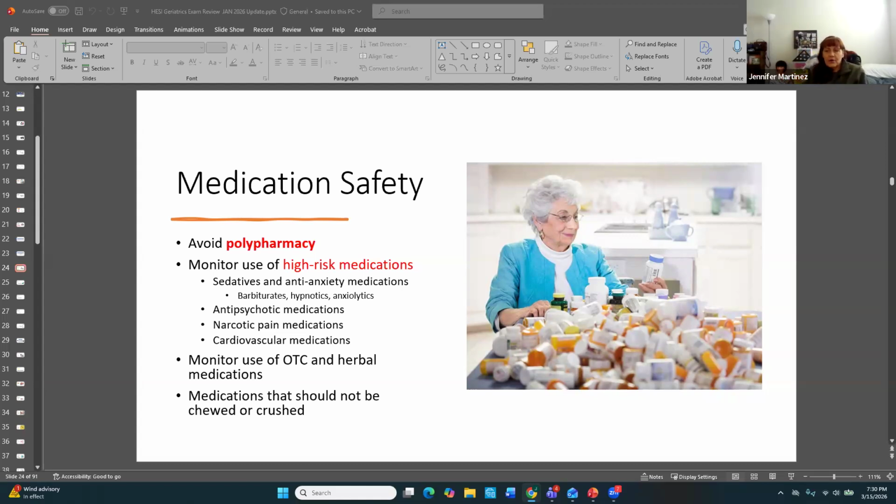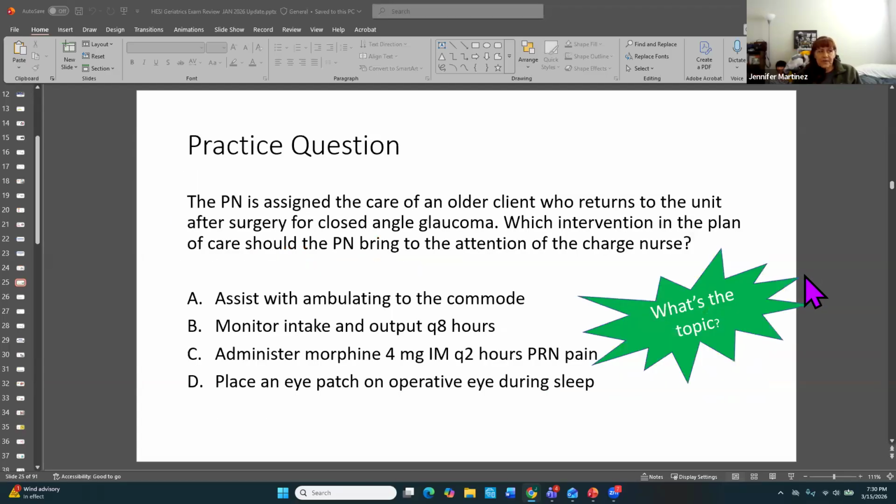Potassium is another one. So if they're on potassium supplements, those are really large pills. They cannot be crushed, but they can be dissolved in water. Another common one is alendronate that we use for osteoporosis. It is one that also cannot be crushed or chewed. So we may have to look at alternatives to that if the patient cannot swallow their pills.